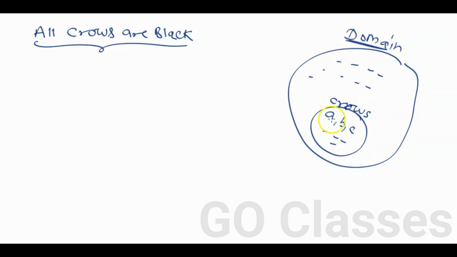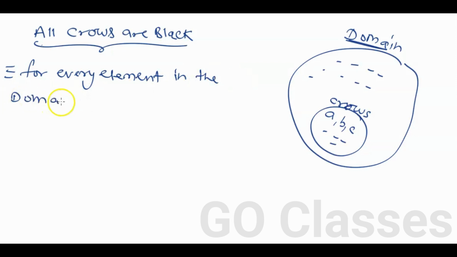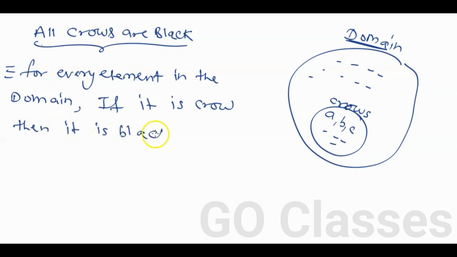In this domain you have crows also. Now, this is saying all crows are black. I can write this statement like this: for every element in the domain, I can say that if it is a crow, then it is black. Correct? So this statement and this statement both are similar.